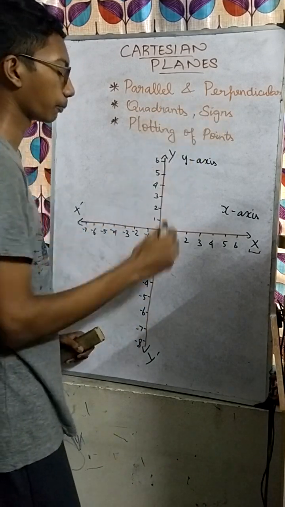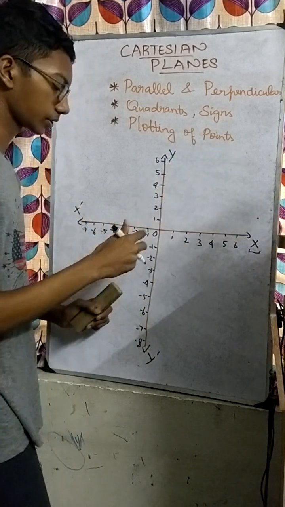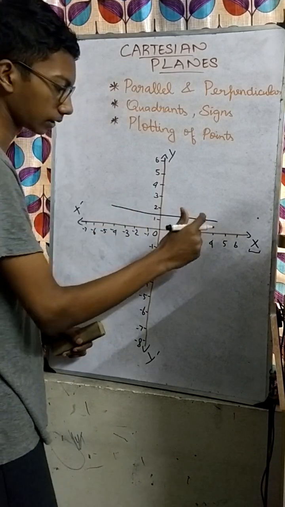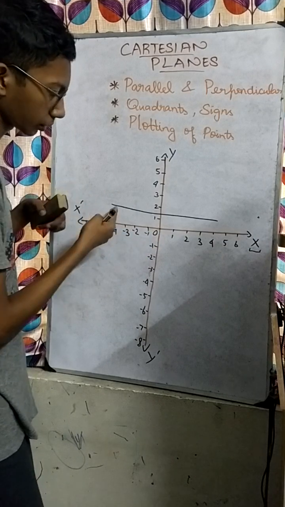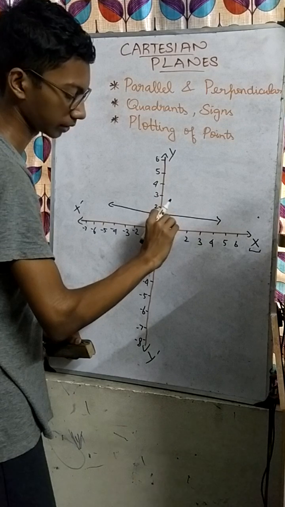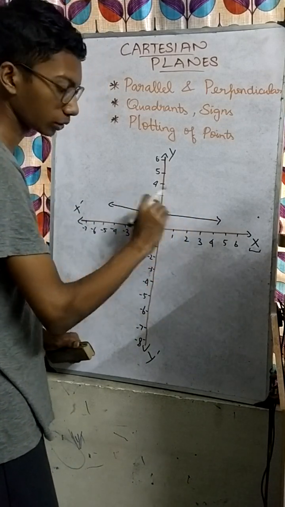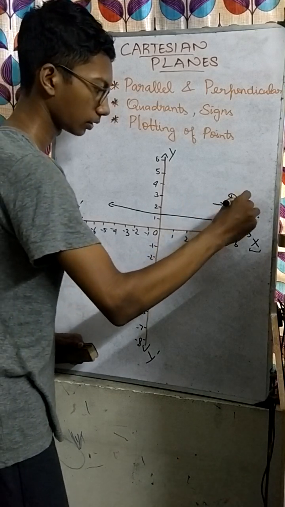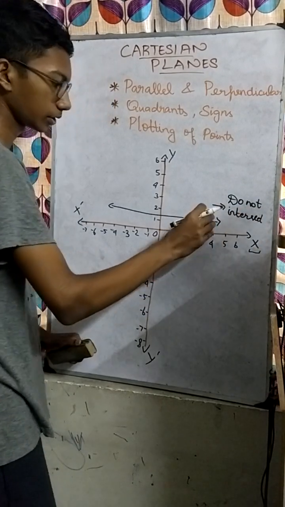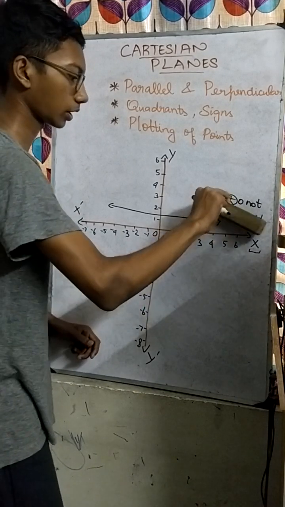Now we will see parallel and perpendicular. Parallel means, let's say we draw a line like this. This is parallel to the x-axis because both these lines travel in the same direction. This is the x-axis, so it is parallel to the x-axis, which means they do not intersect. Parallel lines are two lines that do not intersect. Whether these two lines go to infinity or not, they do not intersect at any point. So those are parallel lines.